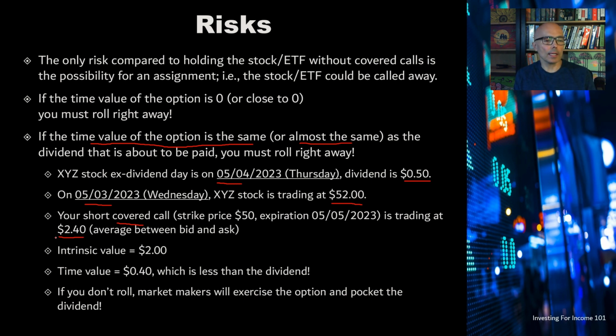So you would look at it and say, hey, intrinsic value is $2. The difference between the strike price and the price of where the stock is trading, right? So the intrinsic value is $2. So the time value is 40 cents. It looks pretty good until you realize that a dividend of 50 cents is about to be paid, and the time value is actually less than the dividend. So all the time value is really the dividend, and in fact, it's smaller than the dividend.